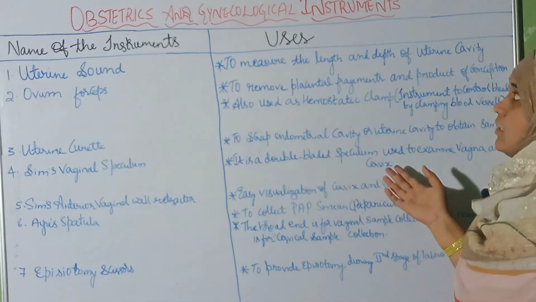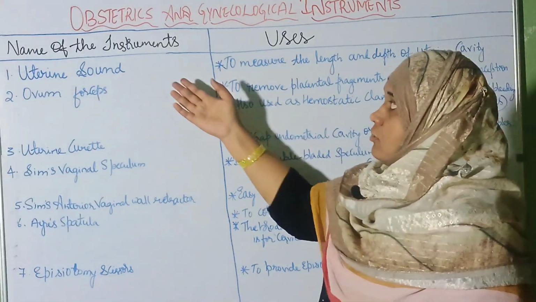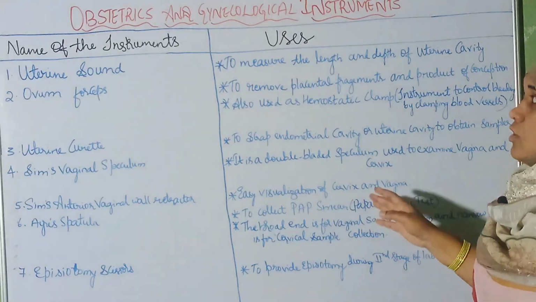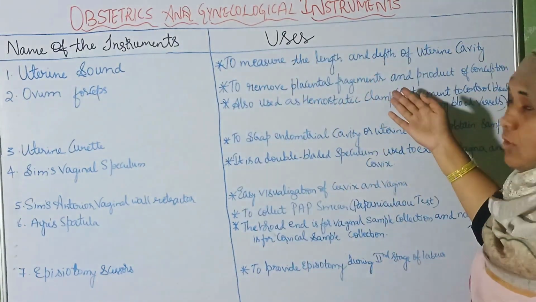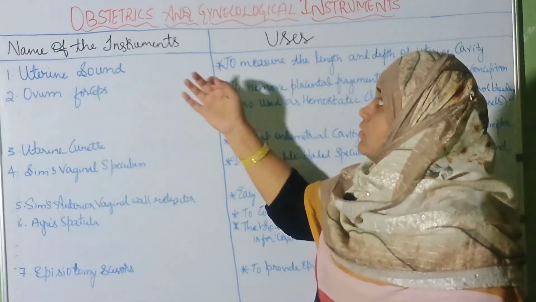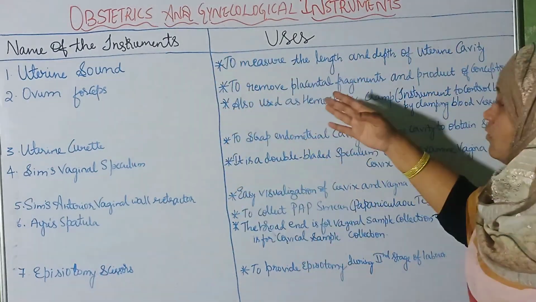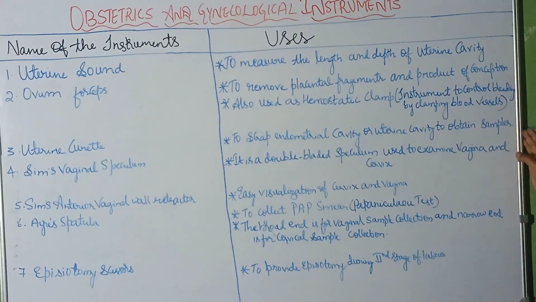Today I am going to deal with the subject that is nursing foundation. The topic today is obstetrics and gynecological instruments used in nursing. First, here is the name of the instrument and here are the uses of it. The first instrument used in gynecological and obstetrical nursing is the uterine sound. What is the use of it? It is used to measure the length and depth of the uterine cavity.